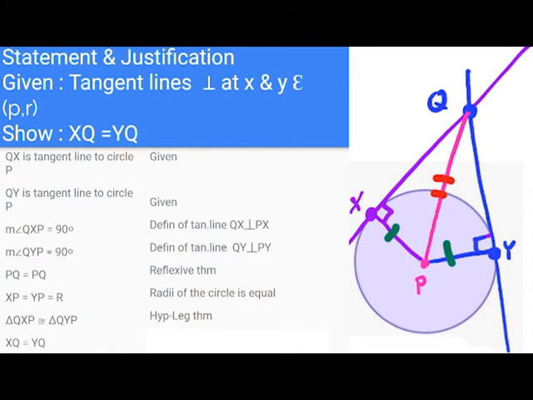And then the following thing is XQ equals YQ. The reason for that is step 7 and corresponding triangles. So that explains that, based on the hypotenuse leg theorem, the steps are done.